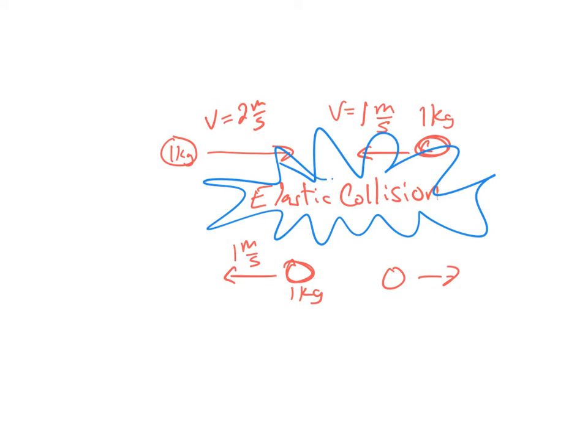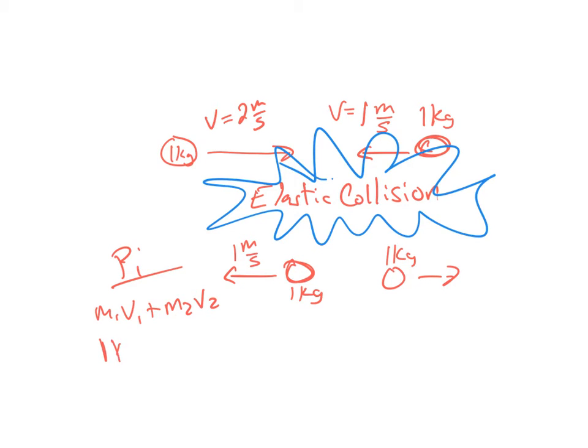How fast does object 2 travel? So, quick math, we have m1 v1 plus m2 v2. This is our initial momentum.